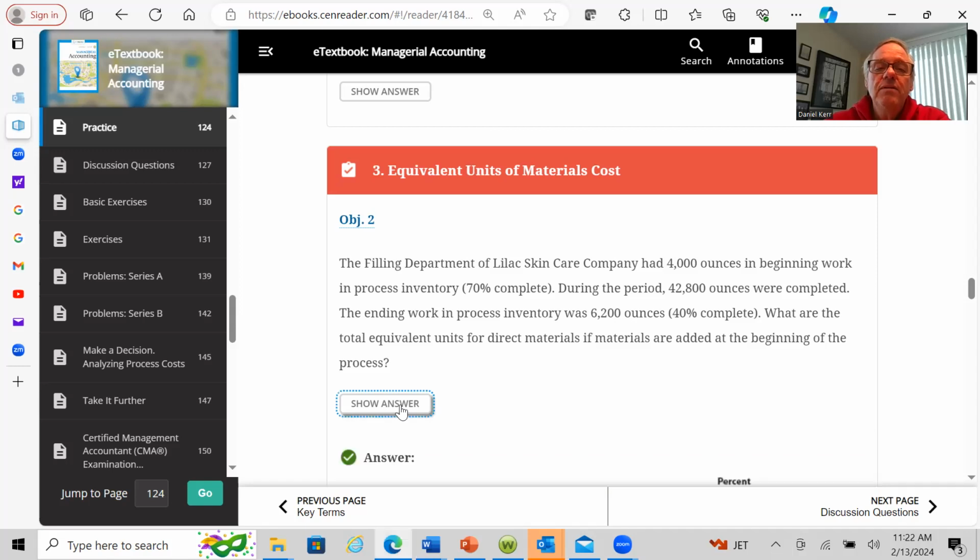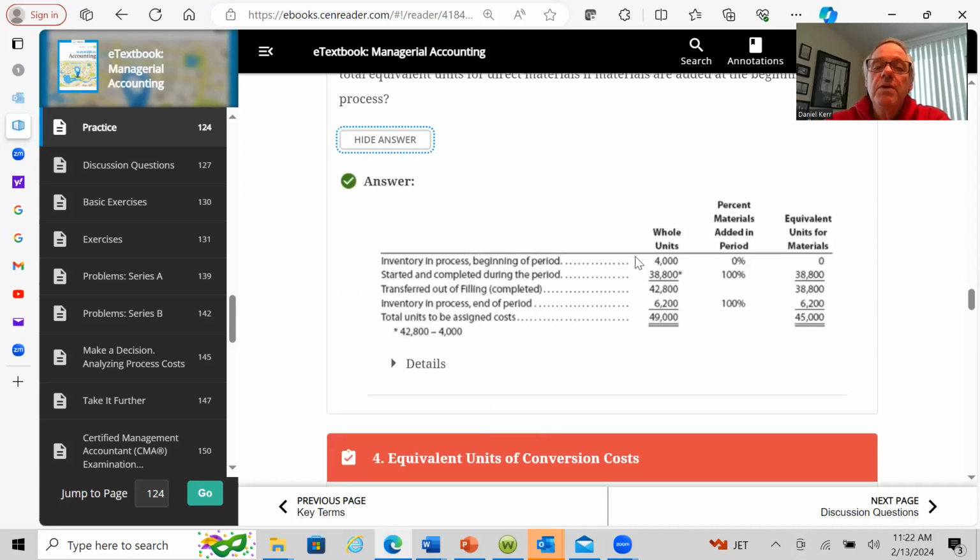So if you tie that all together, do this little chart here. For the beginning work in process, there was no percentage of material added this period. The 38,800 started and completed, which was the 42,800 completed minus the 4,000 on hand from the beginning, that's 100%. And the ending work in process of 6,200, again, since materials are added at the beginning of the process, they're 100% complete as well. So the equivalent units here is 45,000 with regard to material.